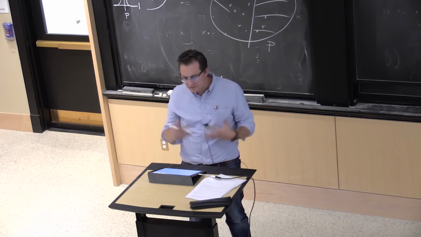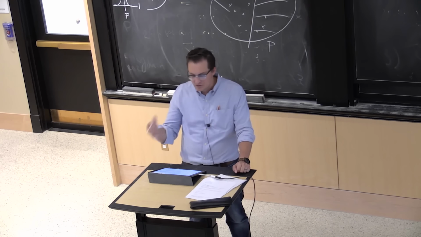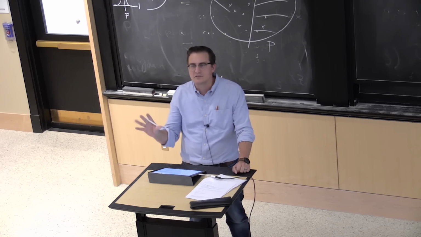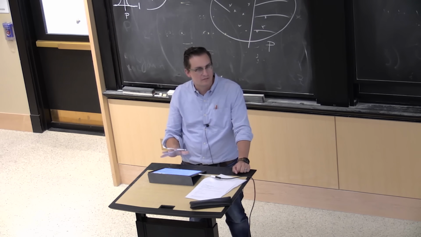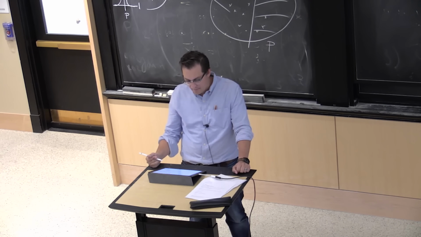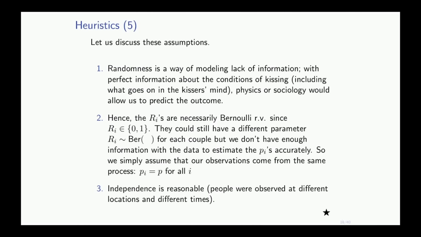You know, we don't know what goes on in the kissers' minds, and there's physics, sociology. There's a lot of things that could help us, but it's just too complicated to keep track of, or too expensive for many instances. Now, again, the nicest part of this modeling was the fact that the Ri's take only 2 values, which means that this conclusion that they were Bernoulli was totally free for us. Once we know it's a random variable, it's a Bernoulli.